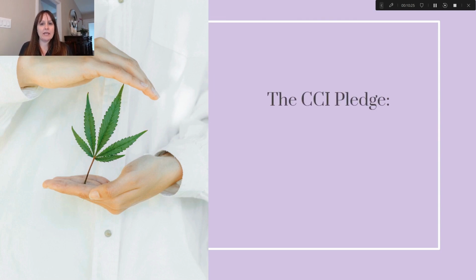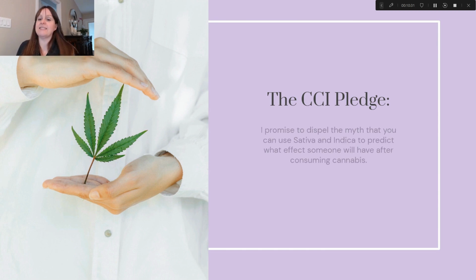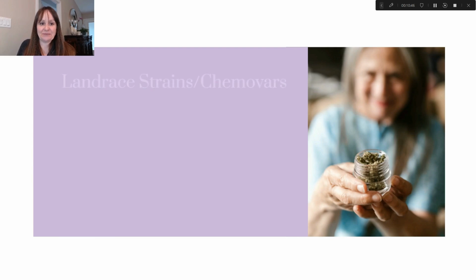So I would like you to put your hand over your heart. Please do this with me. And I'd like you to take the CCI pledge, which is, I promise to dispel the myth that you can use sativa and indica to predict what effects someone will have after consuming cannabis. Okay, do you promise to do that? I really hope that you do.